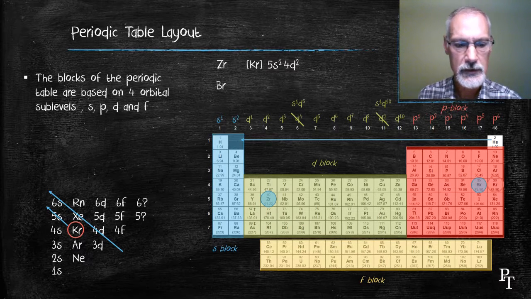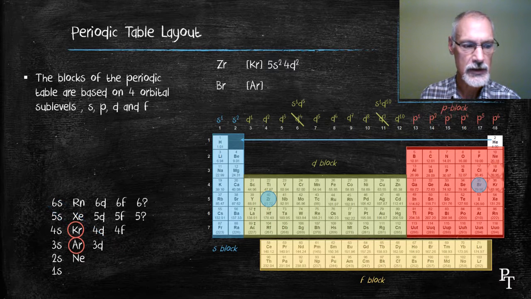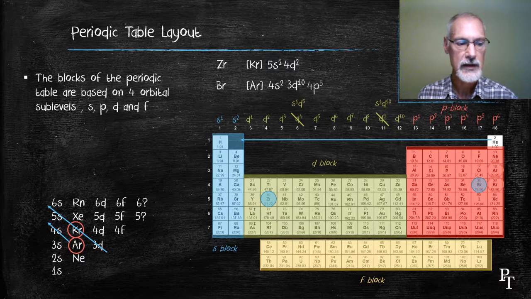Let's also try bromine. Bromine in the periodic table, if I again back up to the nearest noble gas, I come to argon. And beginning then at argon, I would put 2 electrons into the 4s. I would put electrons then into the 3d, all 10 of them, and the remaining 5 in the 4p. So again, the periodic table is useful for coming up with the electron configurations of elements.